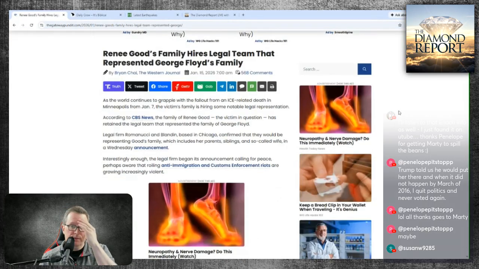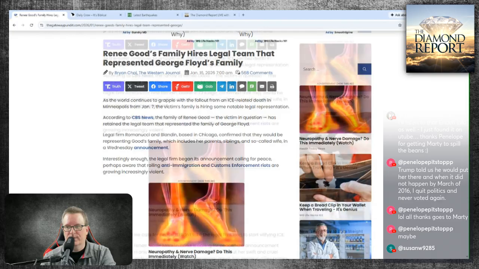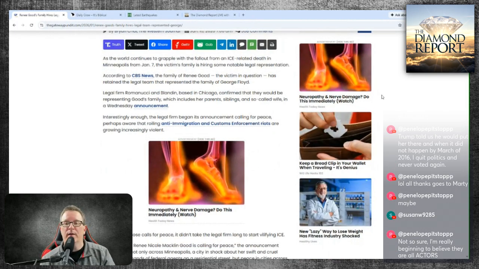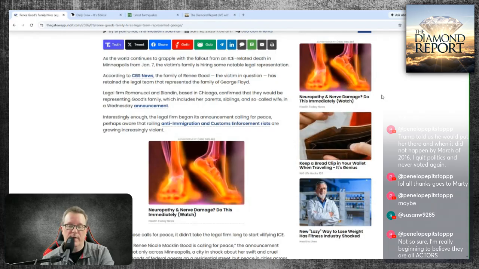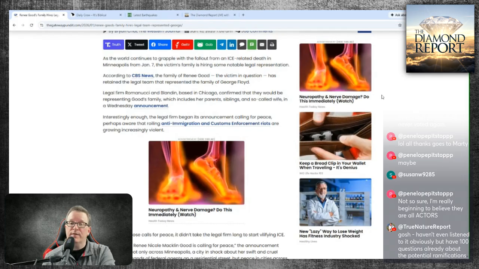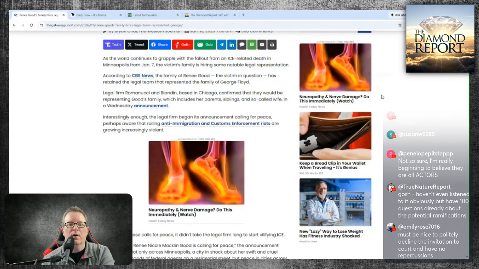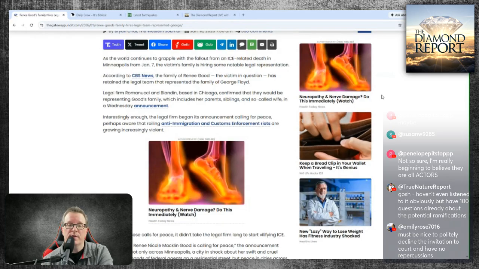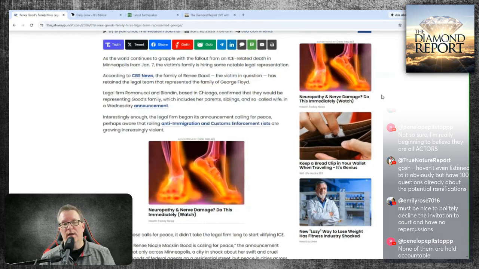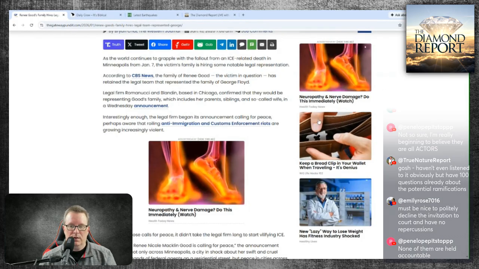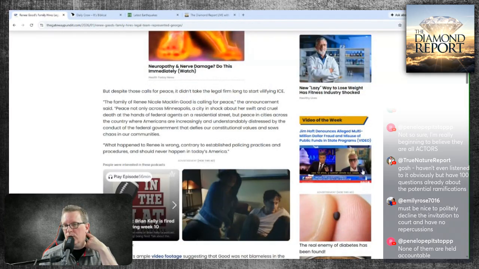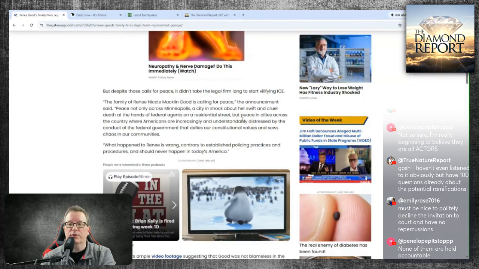Renee Good's family hires legal team that represented George Floyd's family. Yeah. As the world continues to grapple with the fallout from an ICE-related death in Minneapolis from January 7th, the victim's family is hiring some notable legal representation. The family of Renee Good, the victim in question, has retained the legal team that represented the family of George Floyd. Legal firm called Romanucci and Blandon, based in Chicago, confirmed that they would be representing Good's family, which includes her parents, siblings, the so-called wife, in an announcement on Wednesday. Interestingly enough, the legal firm began its announcement calling for peace, perhaps aware that roiling anti-immigration and customs enforcement riots are growing increasingly violent, which they definitely are. But despite those calls for peace, it didn't take the legal firm long to start vilifying ICE.